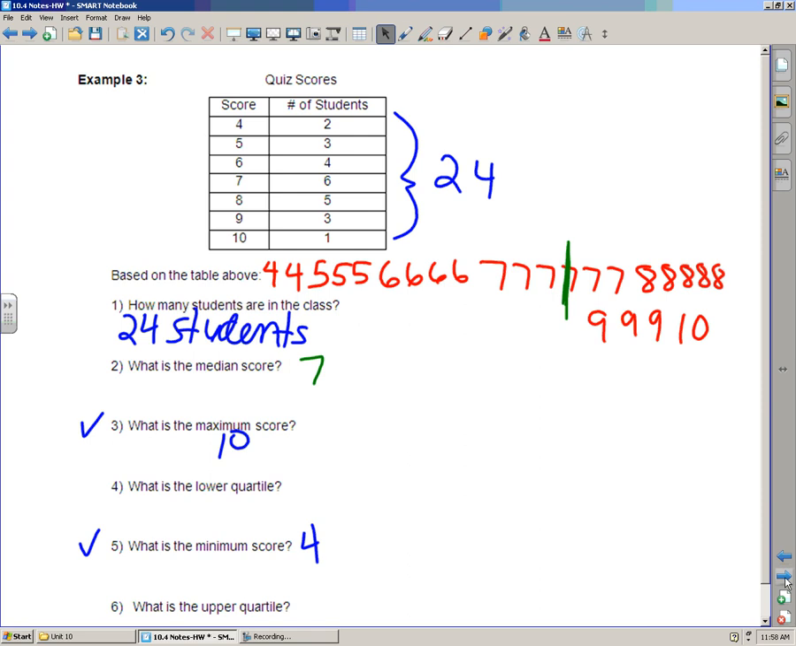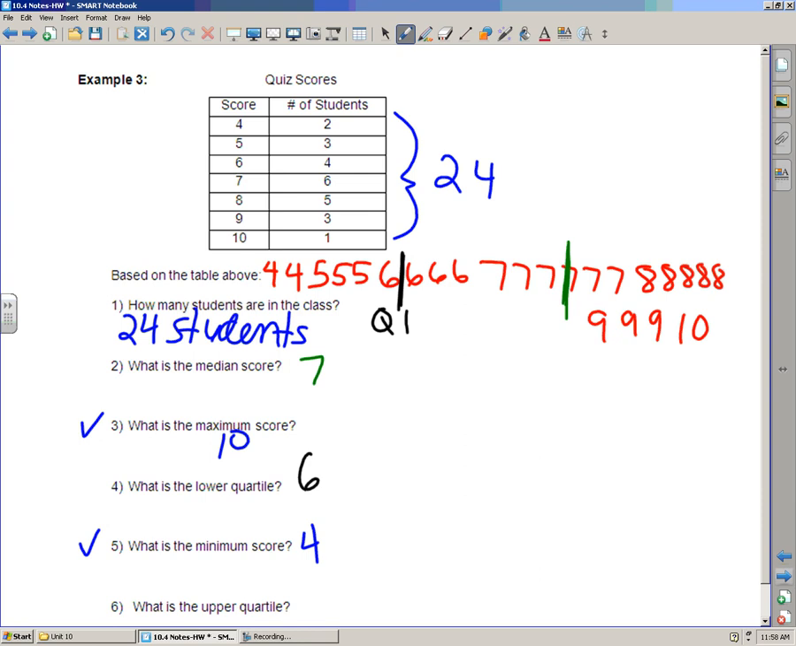Lower quartile. I'm going to have to go through here and say, okay, well, if I have 12 kids to the left of my median, I've got to go in 6. 1, 2, 3, 4, 5, 6. This would be my lower quartile, quartile 1. Now, again, I can't split a kid, but on either side of that quartile is a 6, so I know that the lower quartile, that person's got a score of a 6.